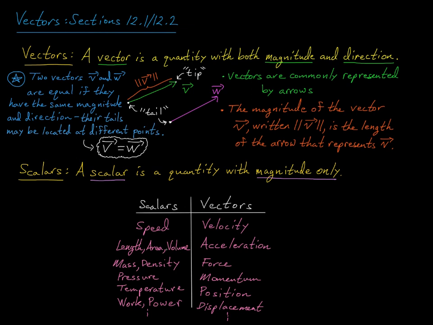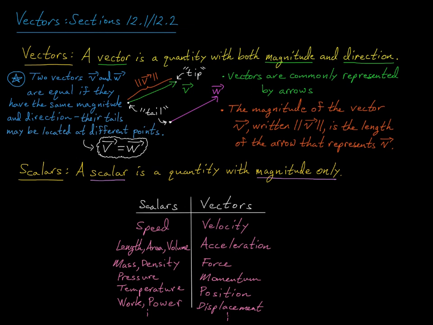Length, area, volume, well, there's no direction associated to those. And likewise, magnitude, no direction specified by just magnitude alone. So those are all scalar quantities. Acceleration is a vector quantity, and acceleration is the rate of change of velocity. Since velocity has a direction associated to it, its rate of change will also have a direction associated to it. So acceleration is a vector.